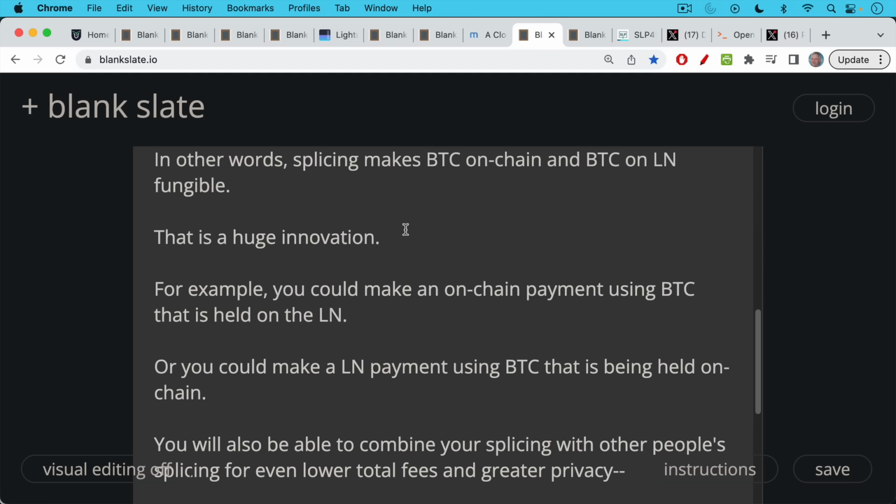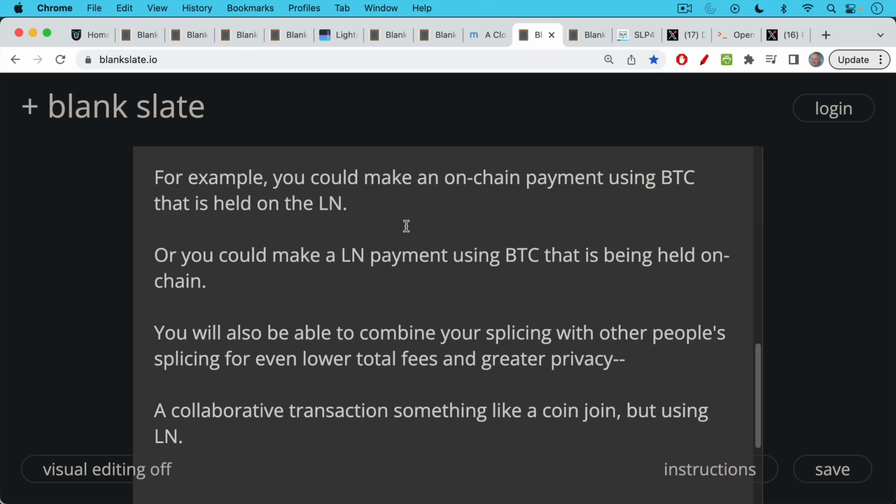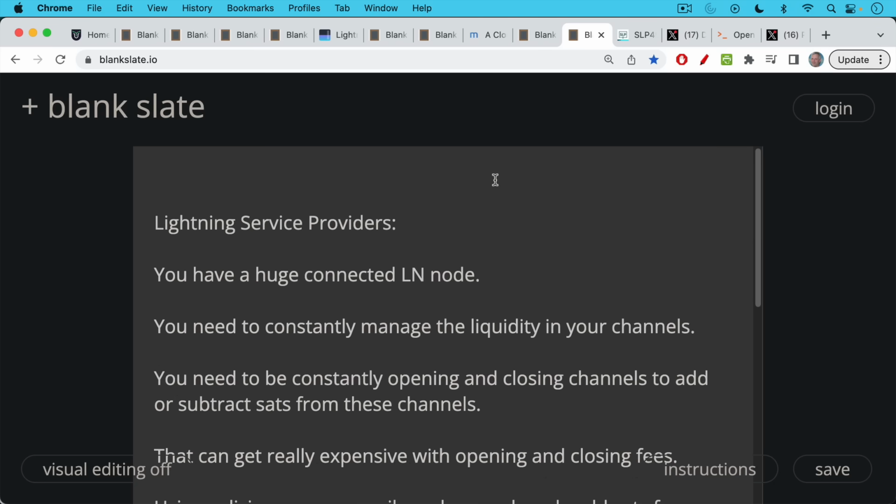This is more a topic for developers, but it's always interesting to see how this technology is moving forward and how it's going to make it much easier on the consumer side of things. You will also be able to combine your splicing with other people's splicing for even lower total fees and greater privacy. So it's possible to do collaborative transactions, something like a coin join, but using the Lightning Network instead.